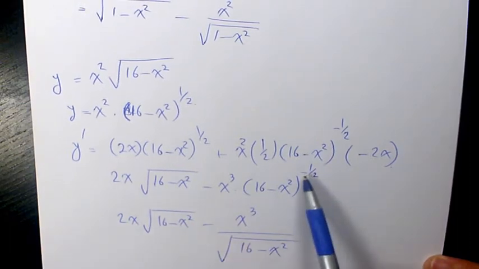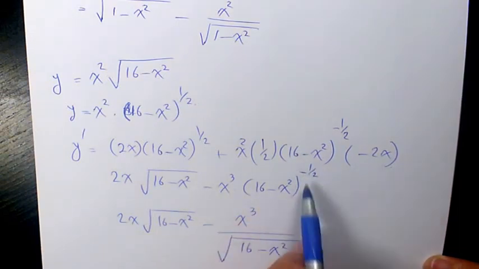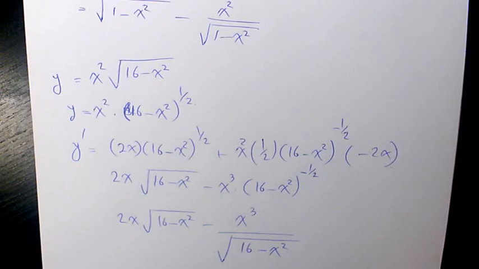Remember, when we have a negative in the exponent, in order to make it positive, we need to move it to the denominator. And 1 over 2 is going to be the square root. So that's going to be the final answer.